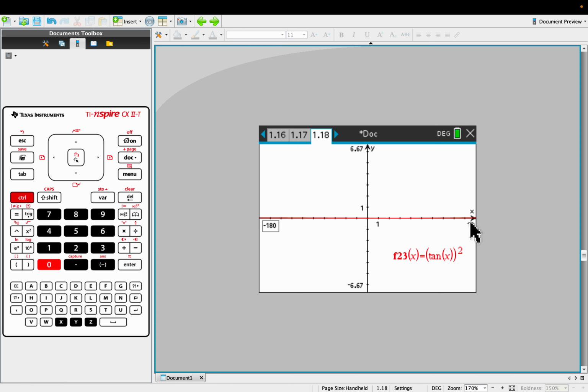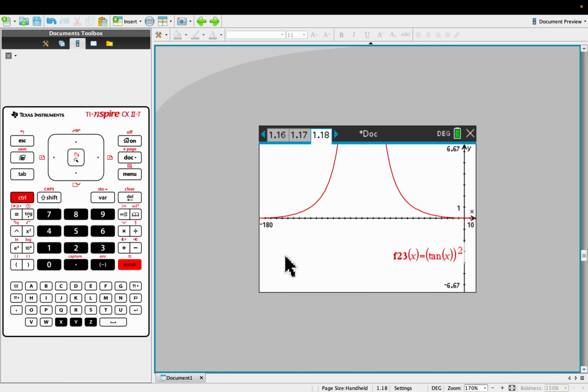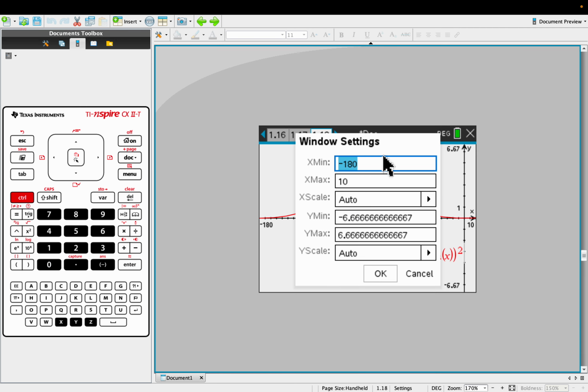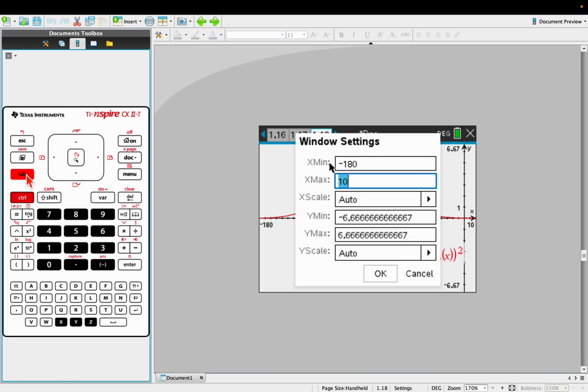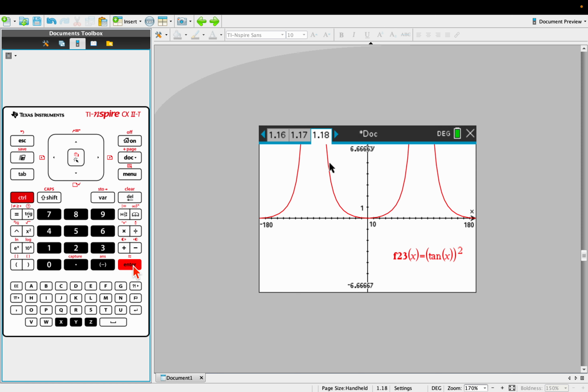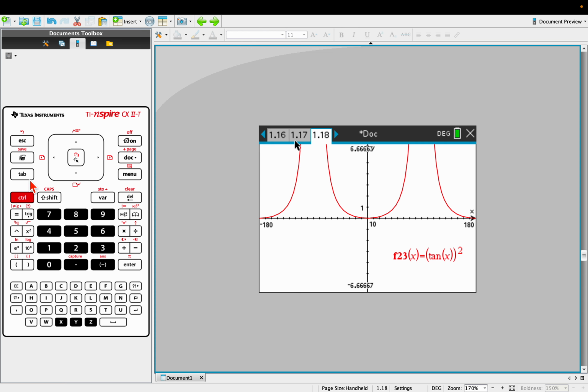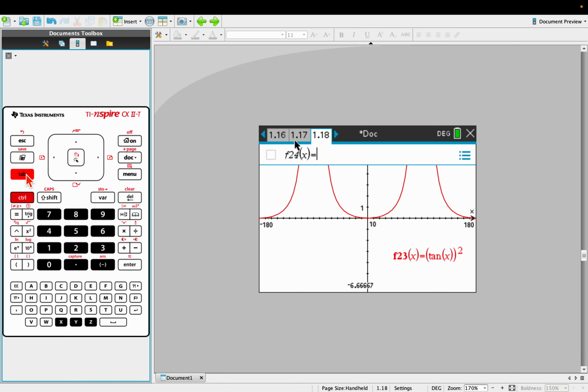I like that. But if you can't grab it, you can go through the full menu, window zoom, window settings, and look, x is negative 180. I like to tab through the options and then type in 180 and then tab instead of using the down arrow and then pressing enter. So that's it. Now graph the right hand side, which is 0.87. On here just press tab, which opens up the function bar, 0.87, and can you see there's four solutions there, right?